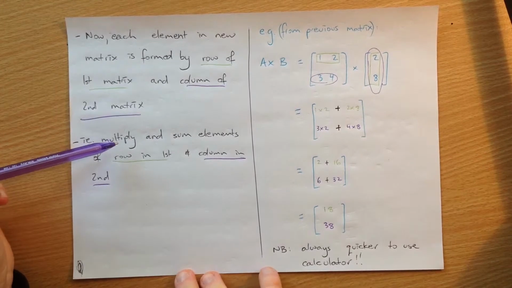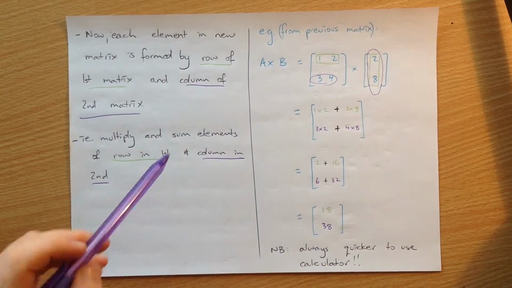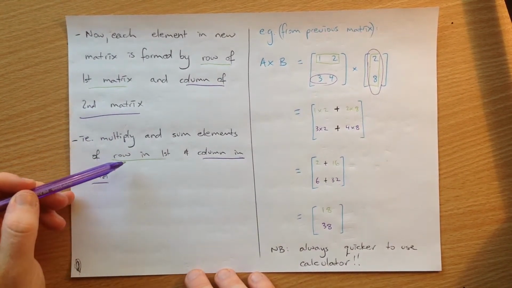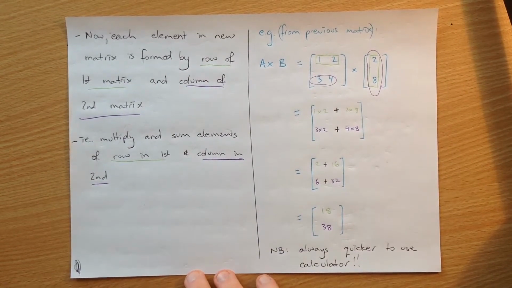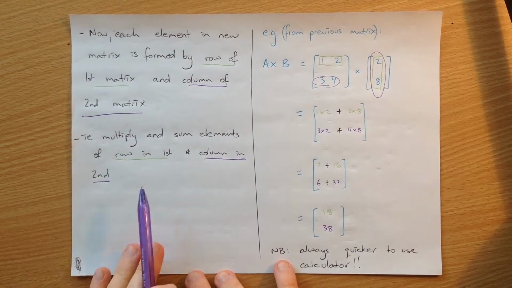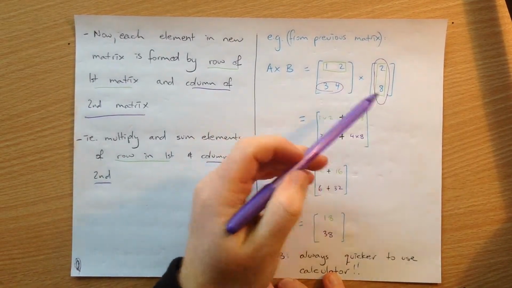So what we're doing is we're multiplying and then adding together, summing, the elements of the row in the first matrix by the column in the second one. That's confusing, let me show you what I mean. So, again, I'll go over the example from the previous matrix. This was the one we did on the last page. The same one, just in case you don't believe me.